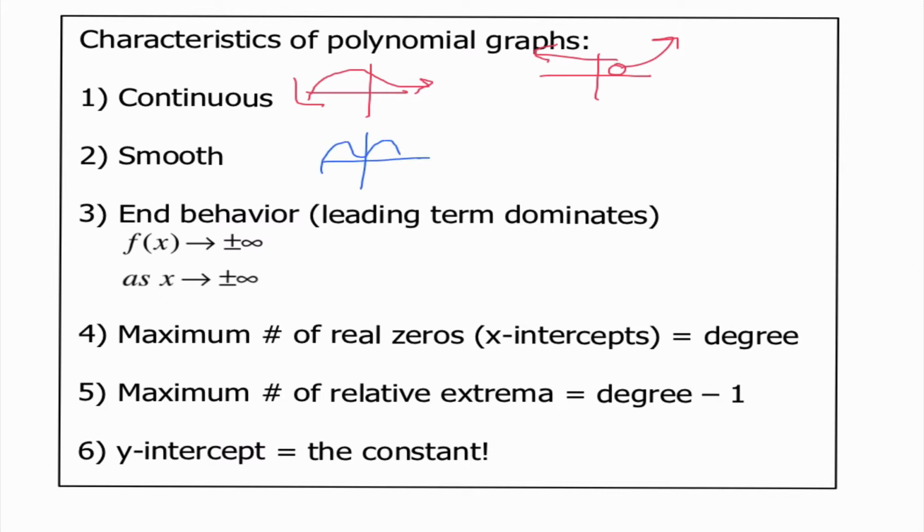Secondly, it is something that is smooth, it is not jagged. So for example, our absolute value graph that we learned last chapter would not be a polynomial function because it is not smooth.